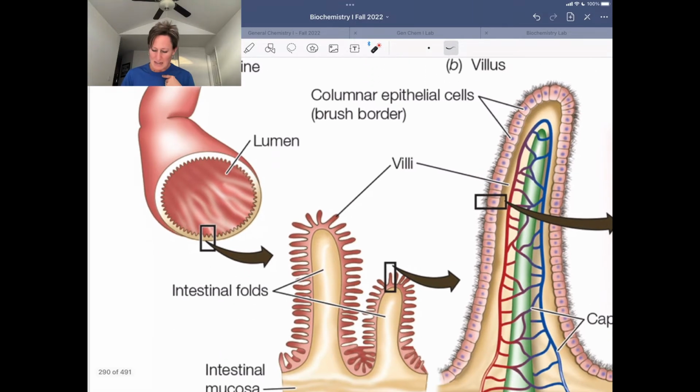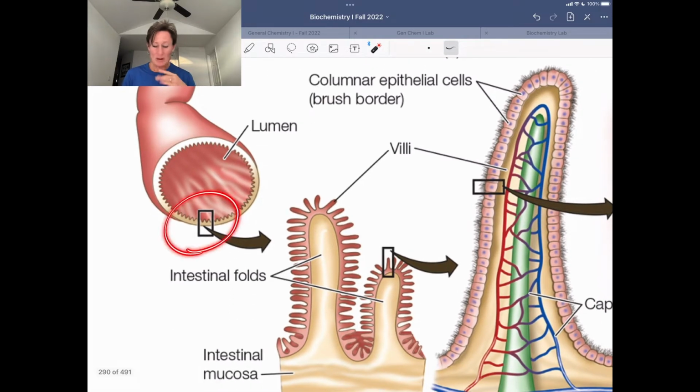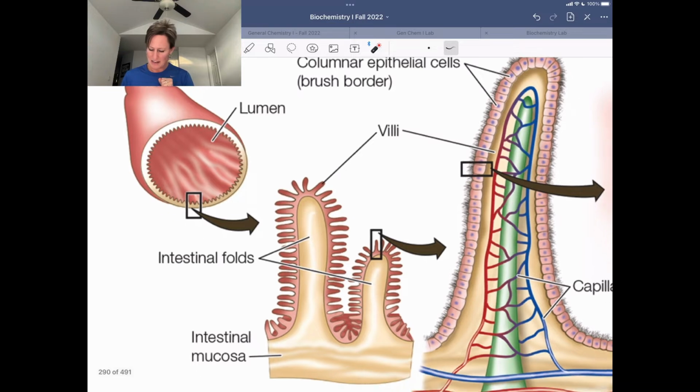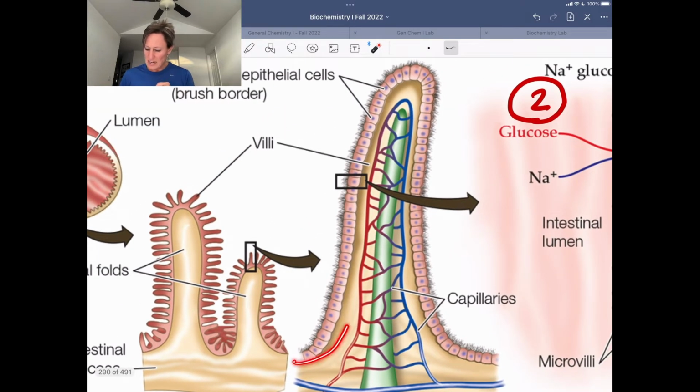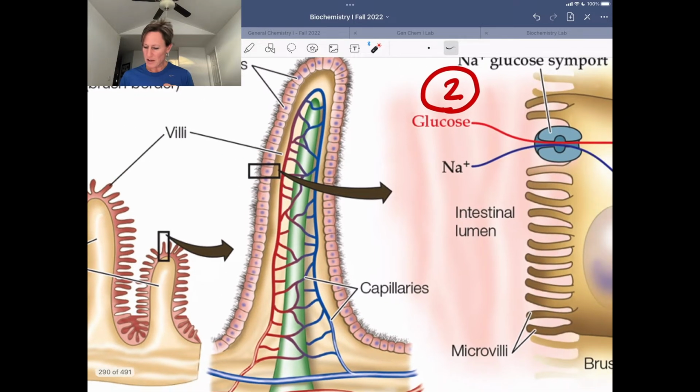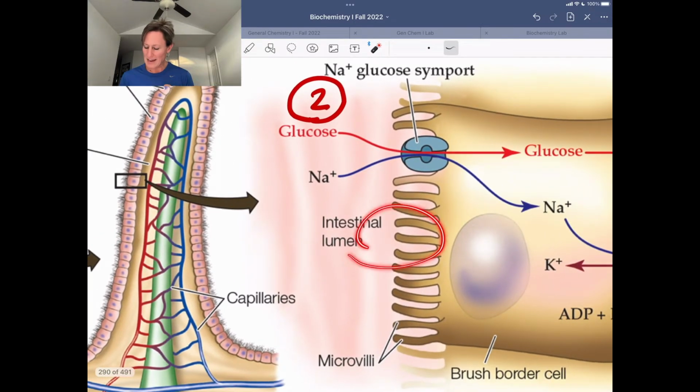When we zoom in here, we see that we have these folds within your small intestine that create larger surface areas. And then we have these villi here, which is where we have these single cells. That's the single cell layer of your GI tract, and these are what we call brush border cells. Okay, and they have these little microvilli that we have here.